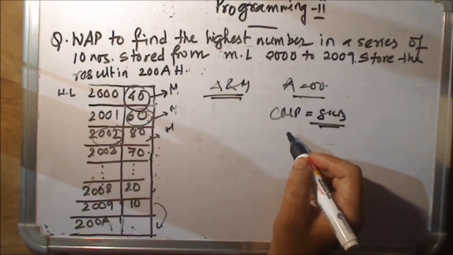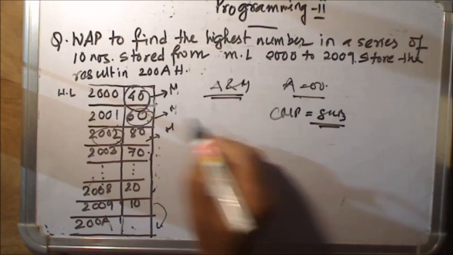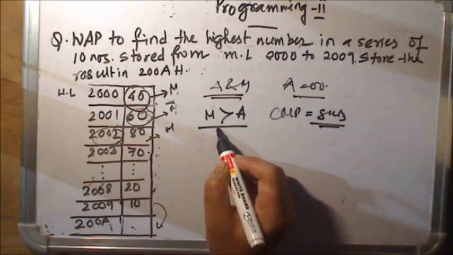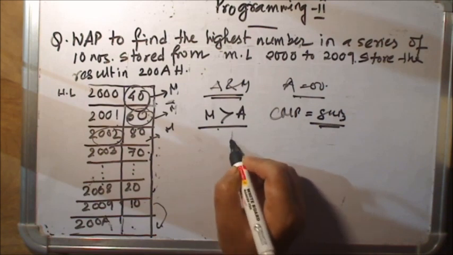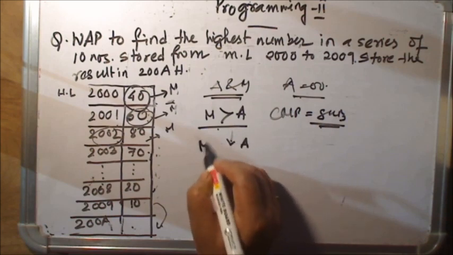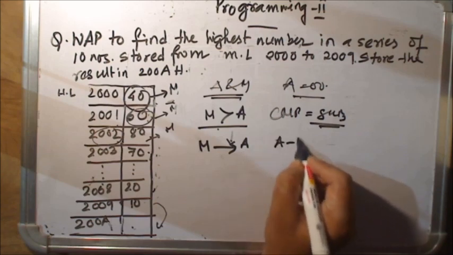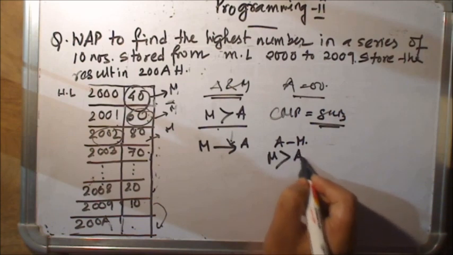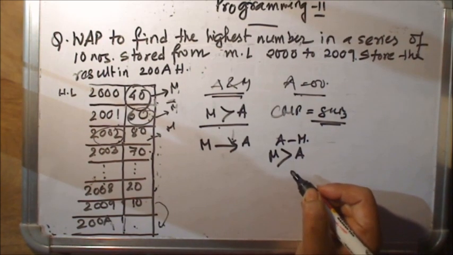So our goal is, if the number M is greater than A, what we are going to do? We are going to copy the number into A. Understood? So when you do A minus M, if M is greater than A, then what will happen? It will affect the carry flag, right?